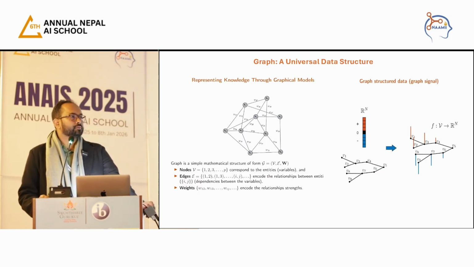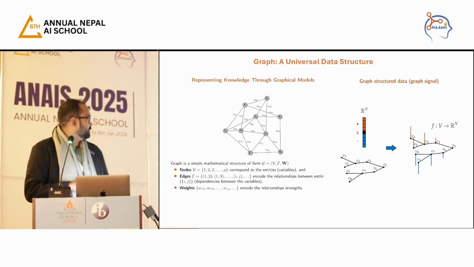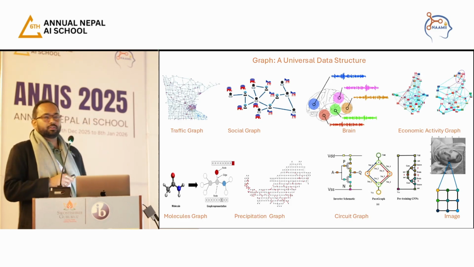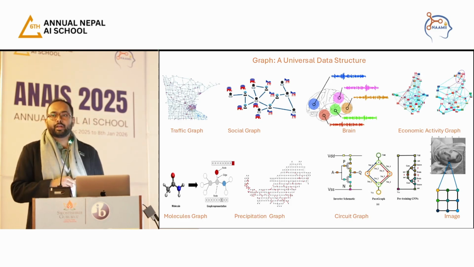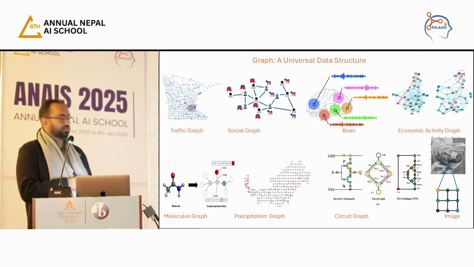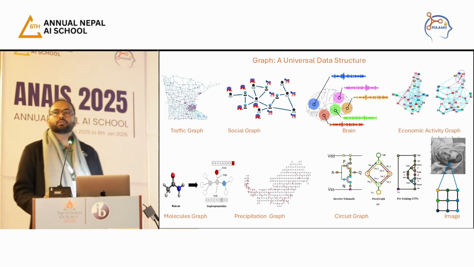It's very simple. You need to have a set of nodes and a set of edges. Nodes could be anything, and edges are primarily representing the relationship between those nodes. The examples are quite wide: traffic graphs, social network graphs, brain graphs, economic activity graphs, molecule graphs, precipitation graphs, circuit graphs, and images. These all are some examples of graph datasets.